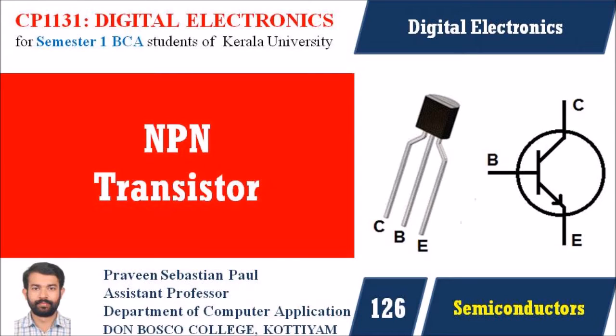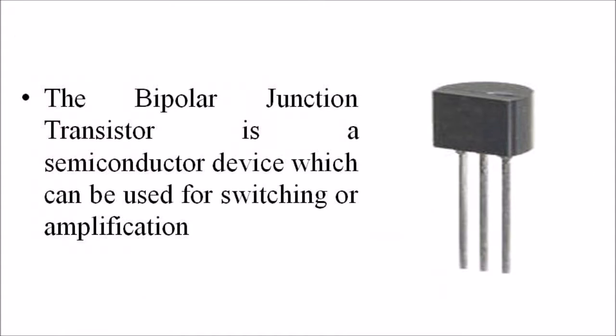In this lecture we are discussing an NPN type transistor. As we mentioned in the earlier lecture, a bipolar junction transistor, that is a BJT, is a type of transistor that uses both electrons and electron holes as charge carriers. A bipolar junction transistor allows a small current injected at one of its terminals to control a much larger current flowing between the two other terminals, making the device capable of amplification or switching.